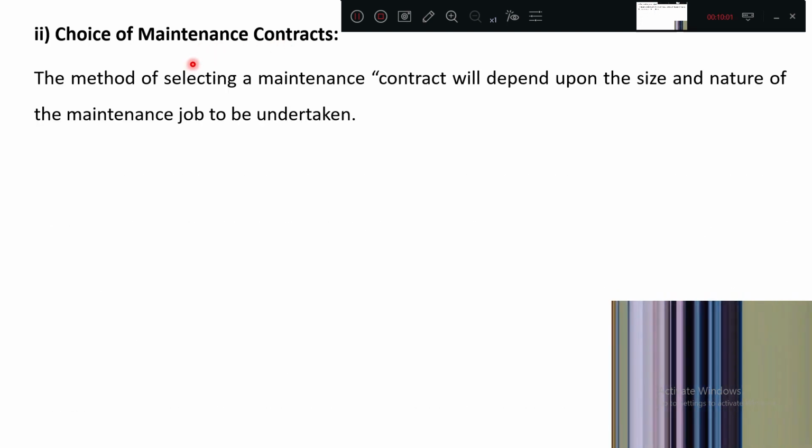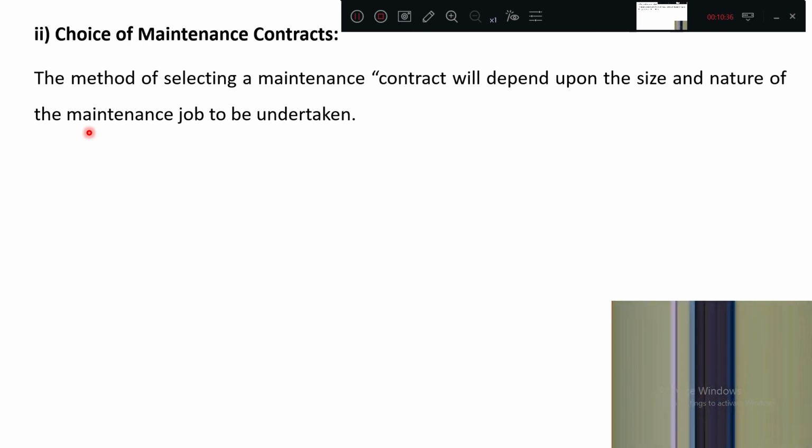Okay. What choices can we go for? The method of selecting a maintenance contract will depend upon the size and nature of the job. If the job is very short, then we can go for fixed price. Fixed price means lump sum. For example, this much plumbing work you have to do within 1 week, so we'll give 4,000. That is fixed price, that's all. If the work is big, what will we do? You provide this much material, this much labor, and for every 1 meter of plumbing work we are going to provide. So this is called a bill of quantity contract.